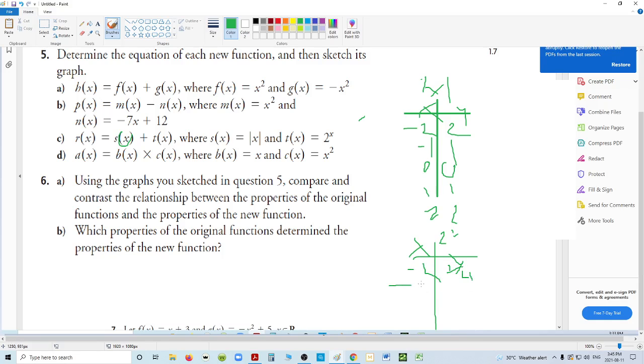When x is minus 1, you get a half. When x is 0, you get 1. When x is 1, you get 2. When x is 2, you get 4. Now we would just add all their y values.